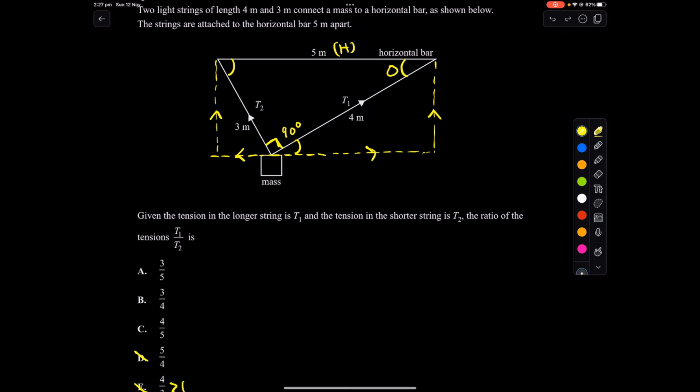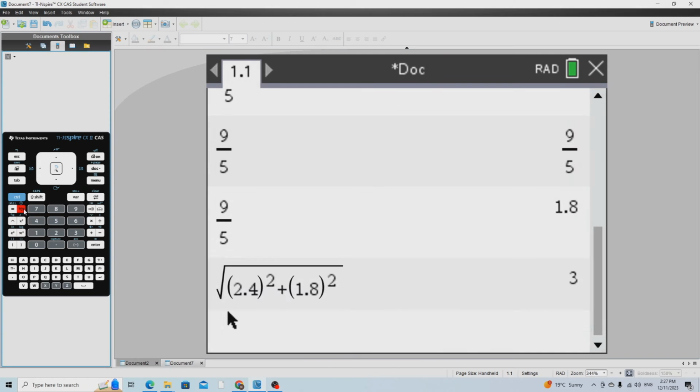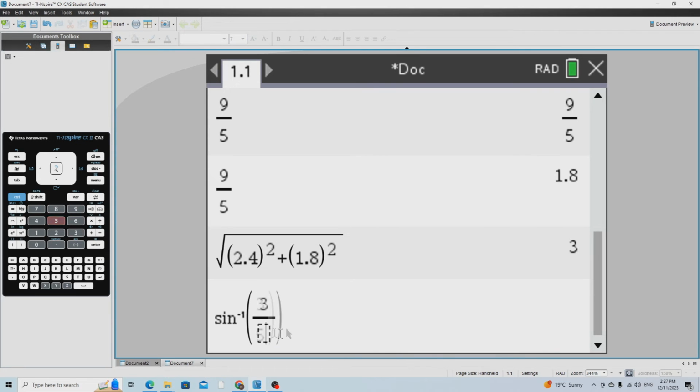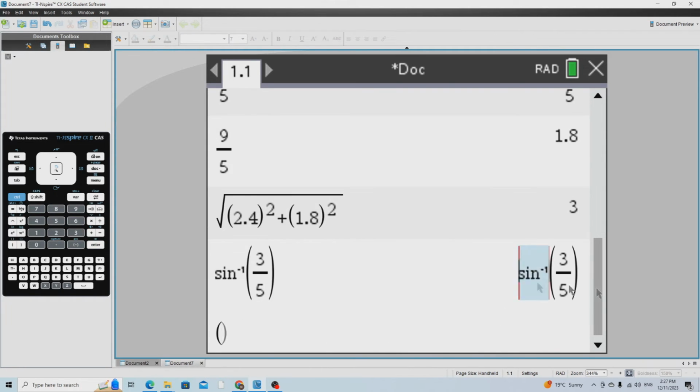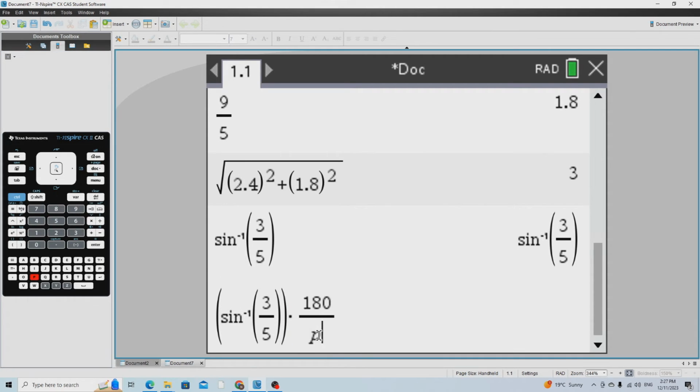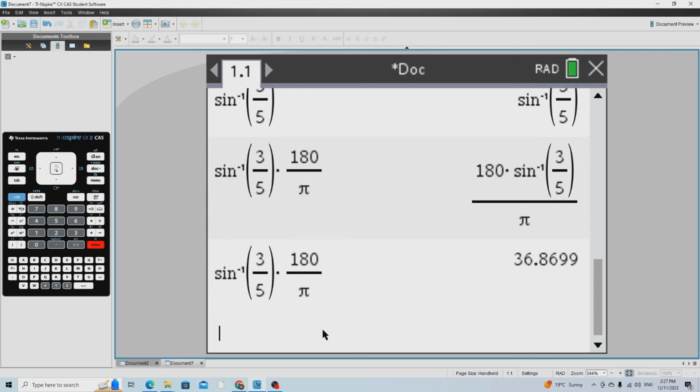This angle here is your opposite. So we can just use sine theta, which is equal to your opposite over hypotenuse, 3/5. Using your calculator, the inverse of sine of 3/5, converted to degrees by multiplying by 180 over pi, gives me 36.86 degrees.